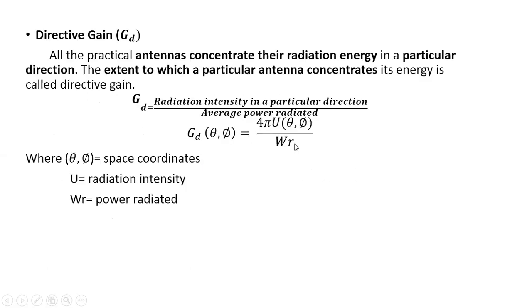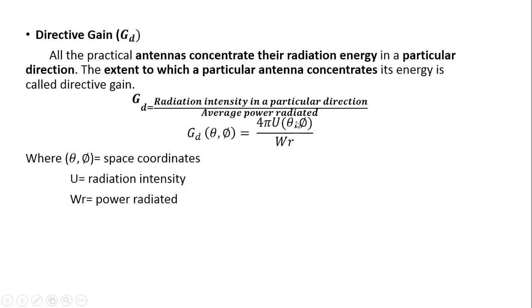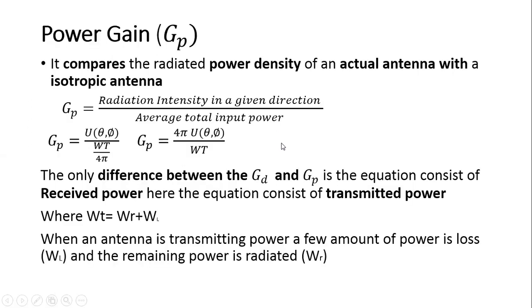Here, WR is radiated power, and WT is transmitted power. The difference between GT and GA, that is directive gain and power gain, is that the equations are almost the same: 4 pi U in free space divided by WR, and here 4 pi U in free space divided by WT.